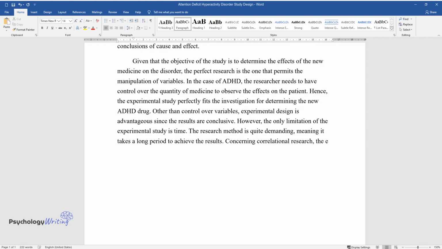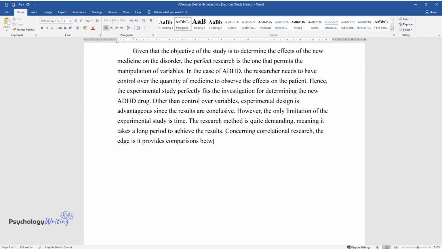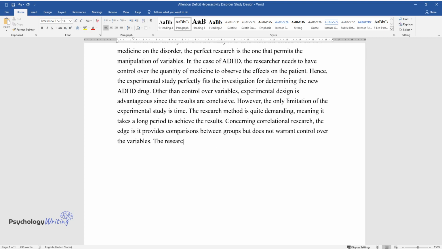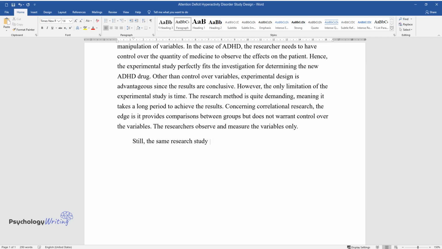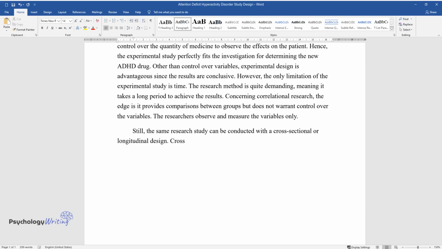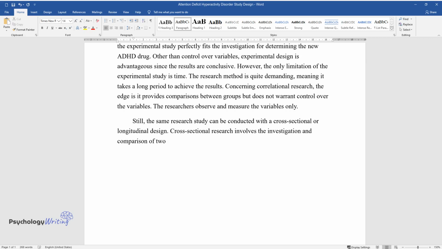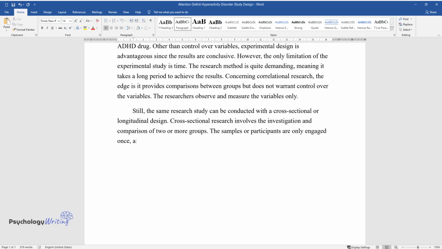Concerning correlational research, the edge is it provides comparisons between groups but does not warrant control over the variables. The researchers observe and measure the variables only. Still, the same research study can be conducted with a cross-sectional or longitudinal design. Cross-sectional research involves the investigation and comparison of two or more groups. The samples or participants are only engaged once, and the researcher moves to a different study subject.